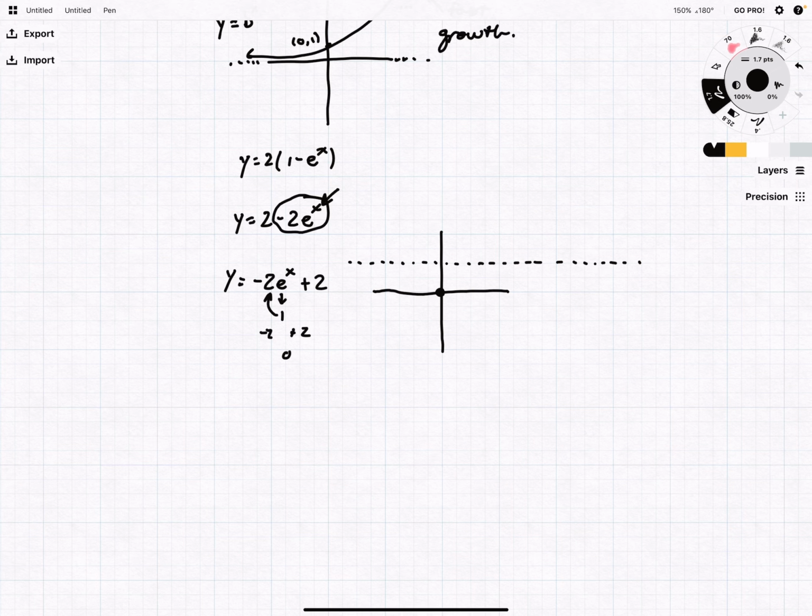And the rest is going to be a little ambiguous. If we plugged in 1, we would get negative 2 times e, plus 2. It would get a little messy. So anyways, we've got that point.